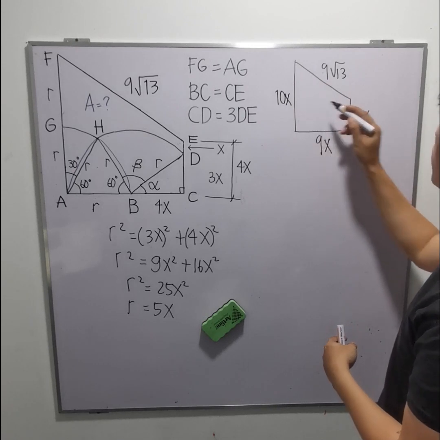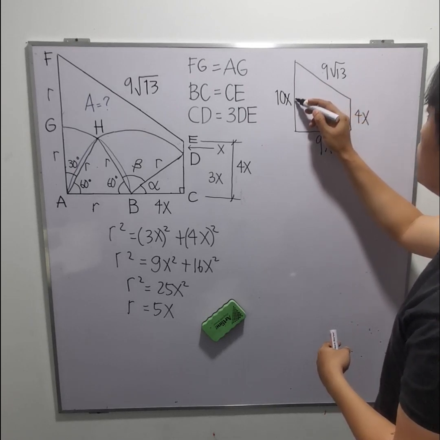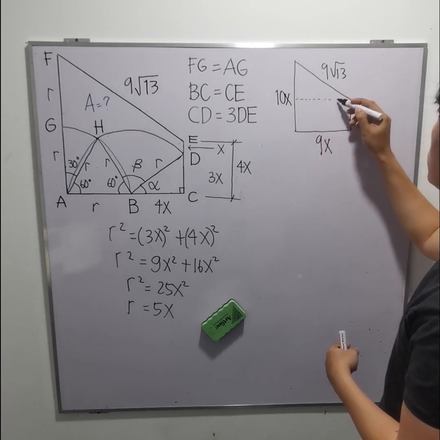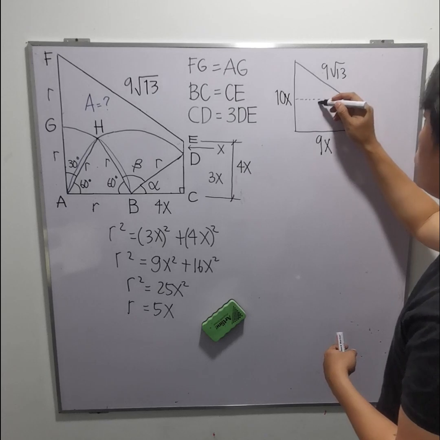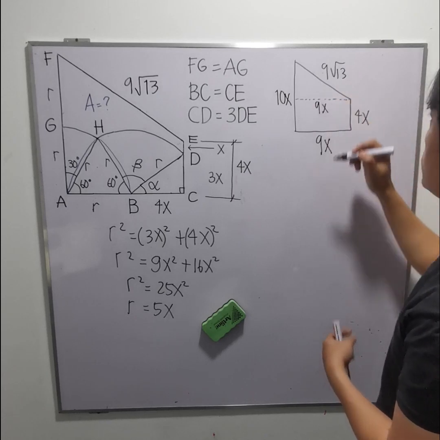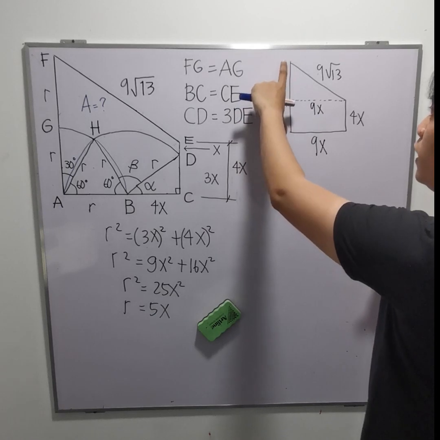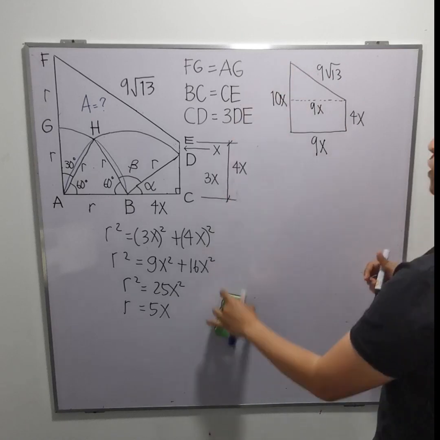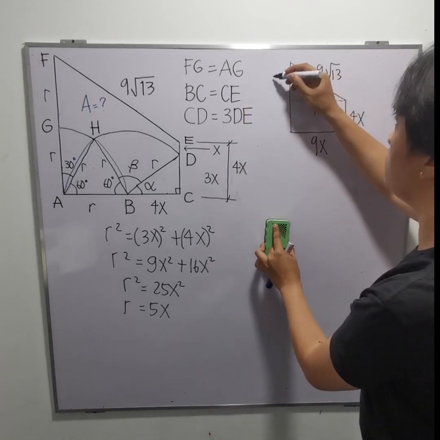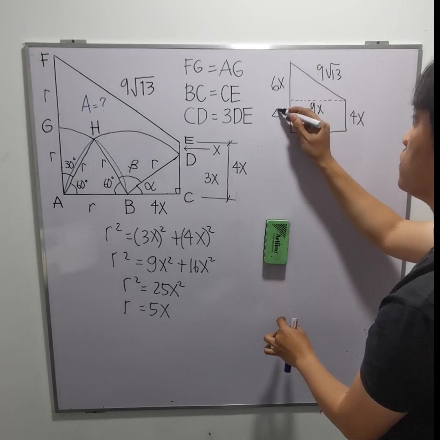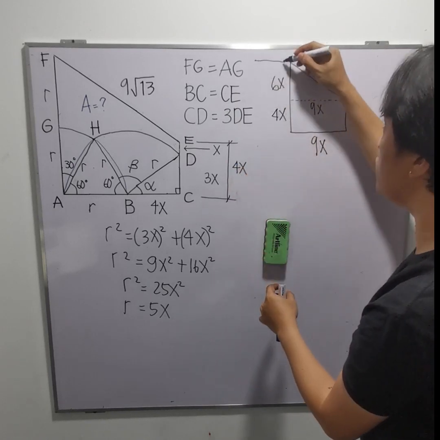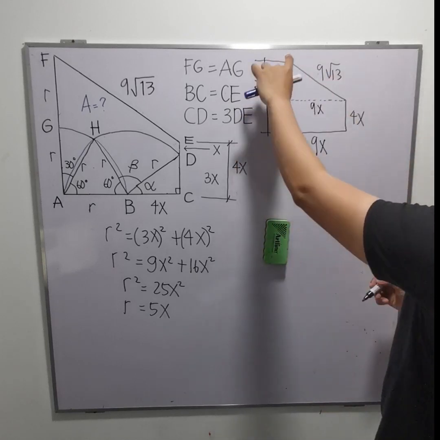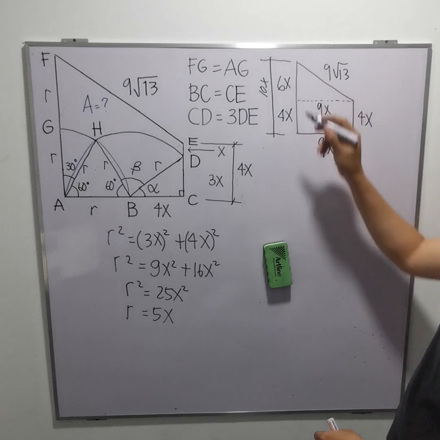So if we are to project the line here, this is also equal to 9x. If this is 10x, so this portion right here is equal to 10x minus 4x, so this is 6x. So this is 4x, right? So the entire length is 10x. Okay? So this is 6x. So we can solve now the value of x.